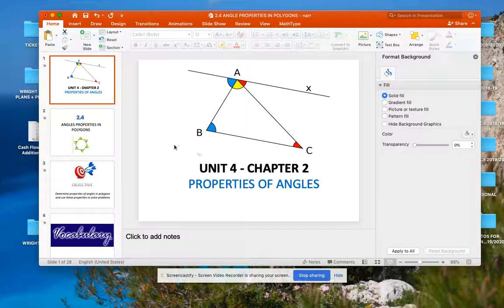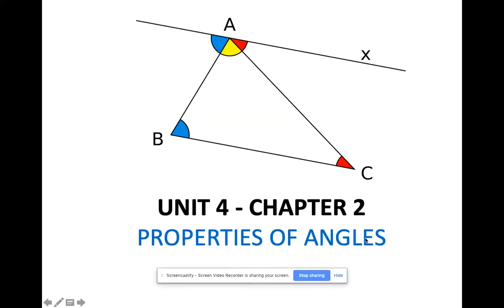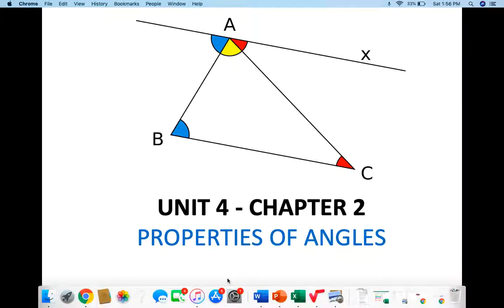We'll be taking a look at lesson 2.4 in this video. And we should be good here.